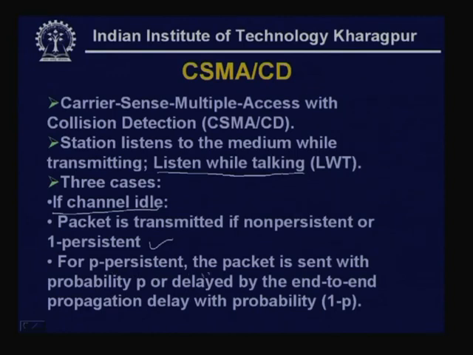Now, for p-persistent, the packet is sent with probability p or delayed by the end-to-end propagation delay with probability 1 minus p. That means, if the channel is idle, it is immediately transmitted for non-persistent and one-persistent. For p-persistent, the packet is sent with probability p or delayed by the end-to-end propagation delay with probability 1 minus p. So, as we know, for p-persistent, even when the channel is idle, it may be sent, may not be sent.